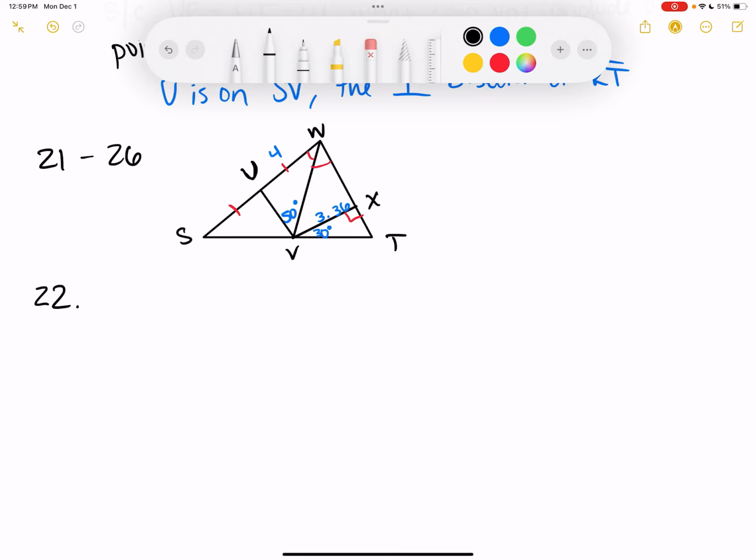All right, so 22, they want us to find the measure of angle XTV. So here we have XTV, so that's this angle over here. So how would I go about finding this angle? You would subtract 90 and 30 from it and get 60. Yep. 180 minus 90 minus 30, so 60 degrees. And in case you're so inclined to want to know, that's letter A of your answer options.